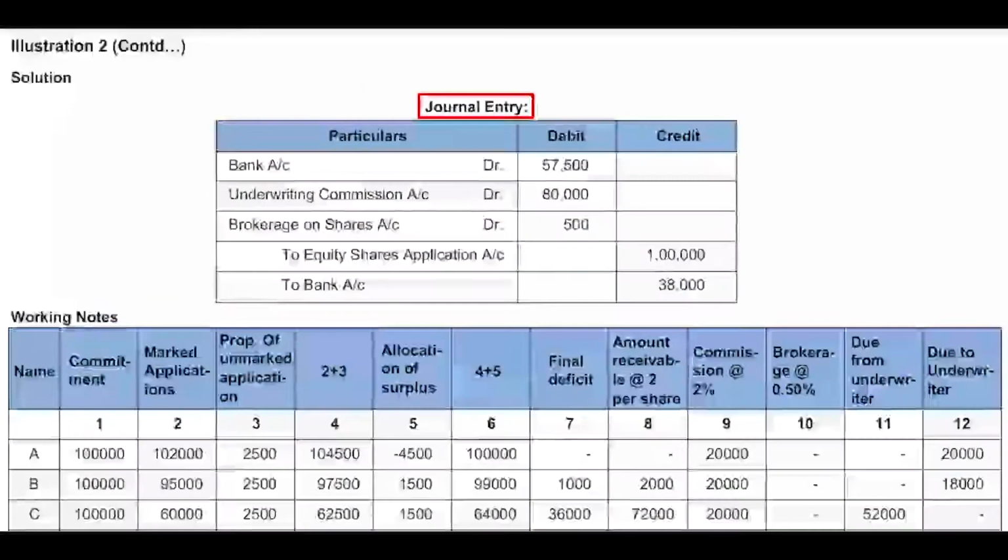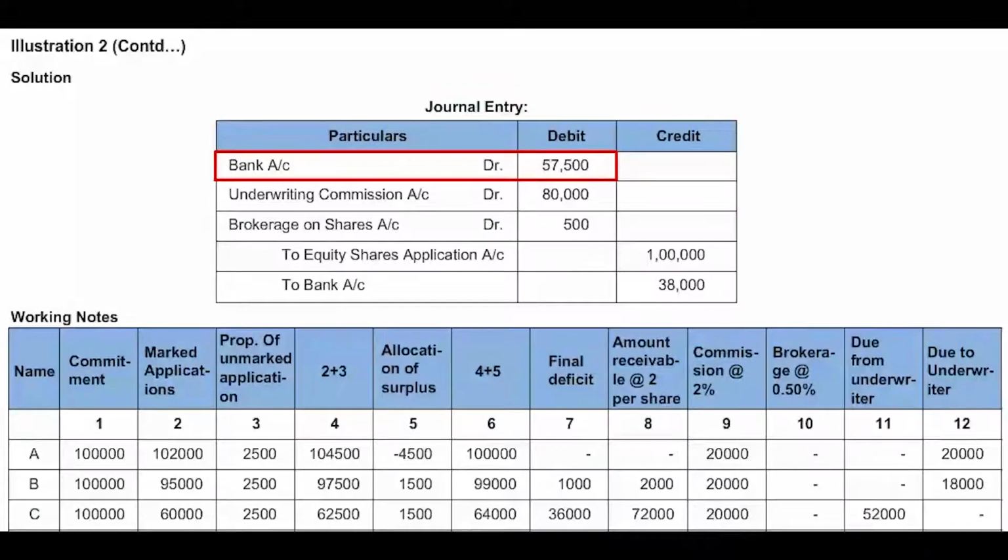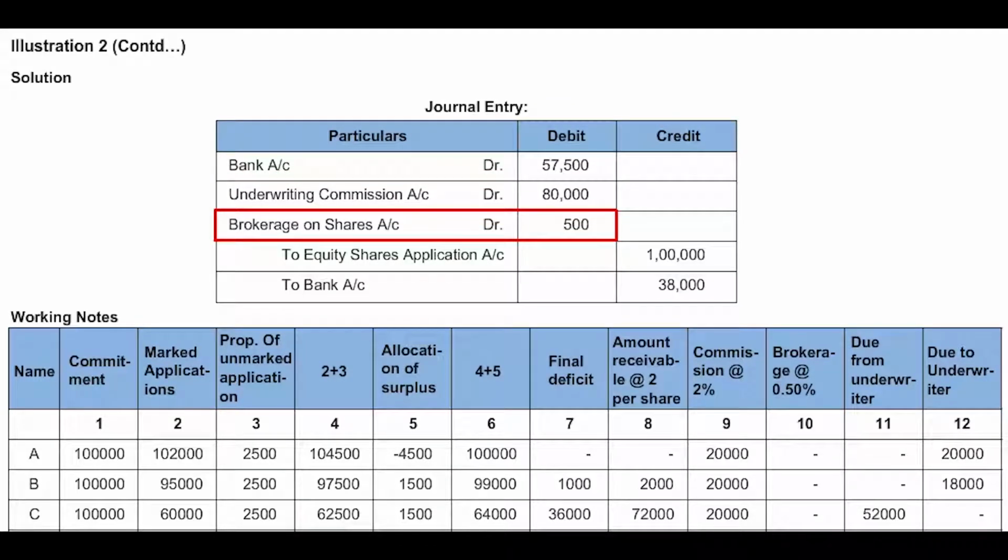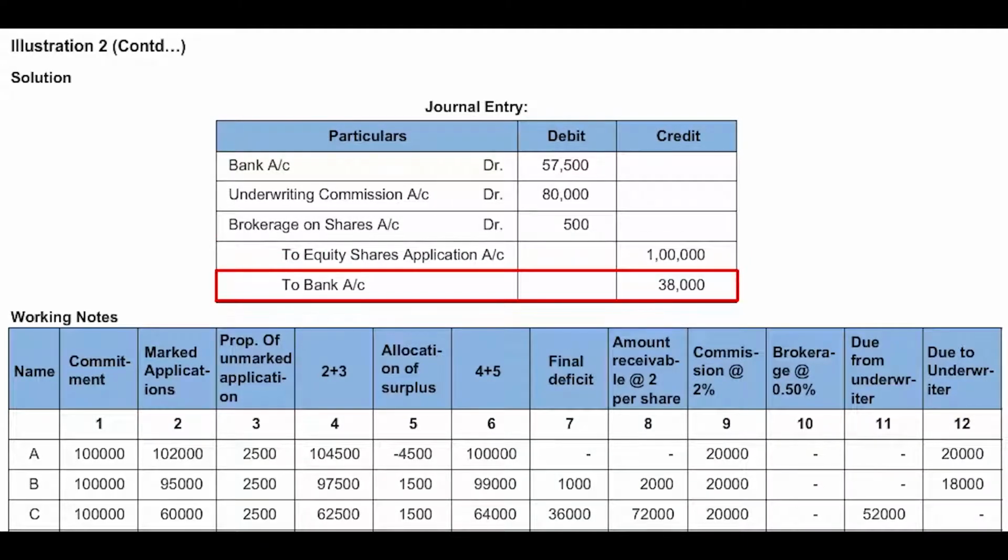So now you have to pass the journal entry for this. So bank account will be debited by 57,500. Underwriting commission is debited by 80,000. Brokerage on shares will be debited by 500, equity share application will be credited by 1 lakh, and bank will be credited by 38,000. So this is the journal entry which you need to pass.